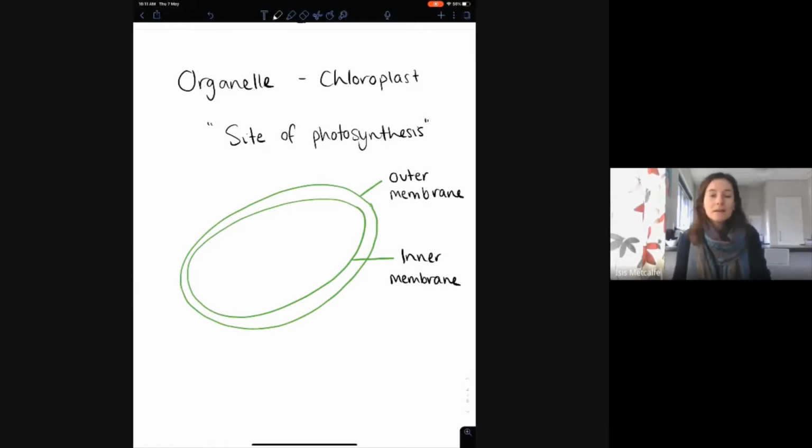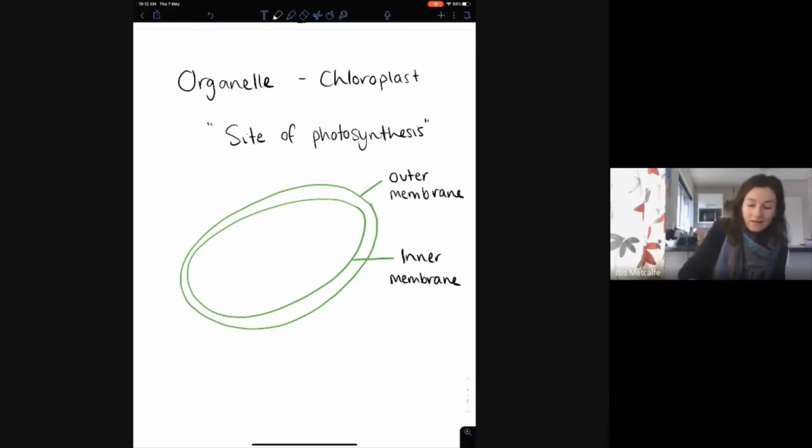The membrane gives the organelle that structural support, but it also helps to control what comes into the organelle and what goes out. Coming in, we're definitely going to need lots of water and lots of carbon dioxide, because those things are needed for the reaction of photosynthesis. And coming out of the organelle, eventually, we're going to have oxygen gas and glucose.